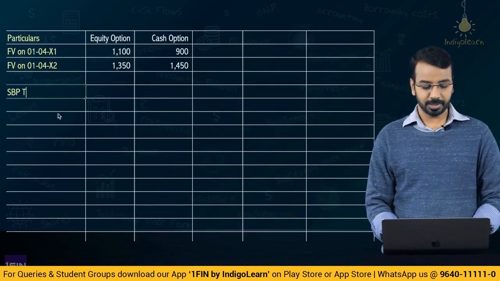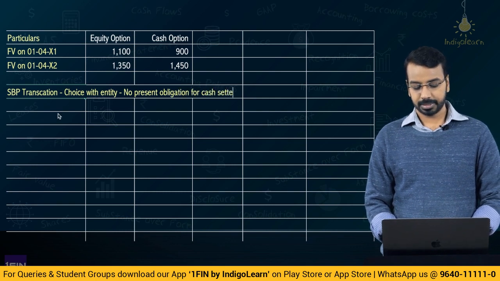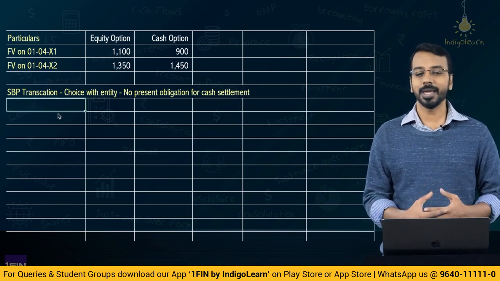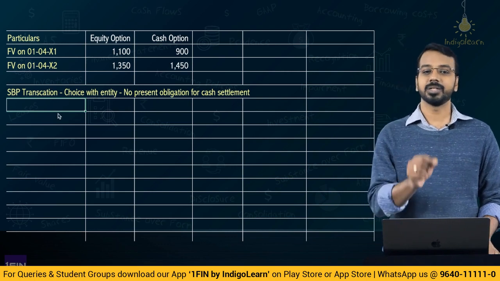Now, let us have a look at an example to understand how exactly the accounting will work when the entity has a choice of settlement and we determine that there is no cash settlement obligation, and hence the entity will recognize it as an equity settled transaction. So, this is an SBP transaction, choice with the entity and no present obligation for cash settlement, right? So, this is a case where it will not be accounted for as a cash settled transaction, but as an equity settled transaction.